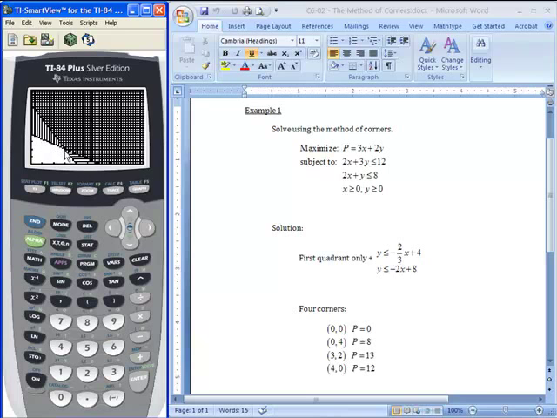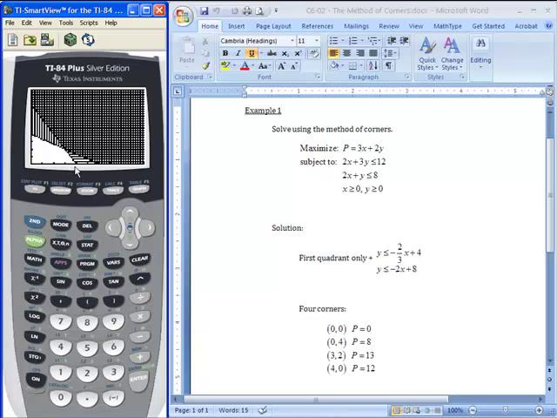Moving around to the intersection, you can use the capabilities of the calculator. I'm not going to go through that; that's been done in other videos here. But you can use the calculator to find the intersection of those two lines, and when you do so, you'll find that the two lines intersect at 3 and 2. If we take x equal to 3 and y equal to 2 and plug that into our objective function, we'll find that p is equal to 13 at that corner.